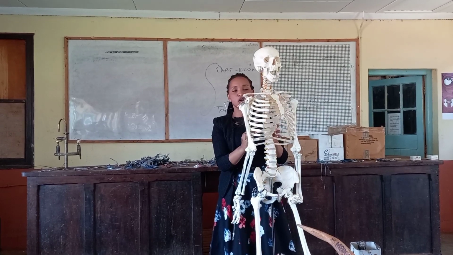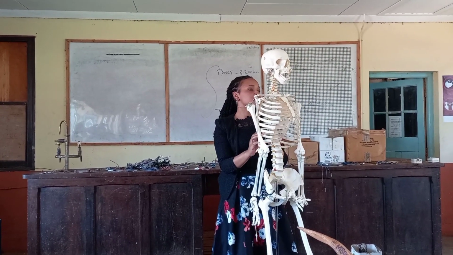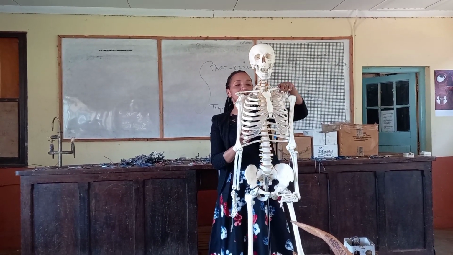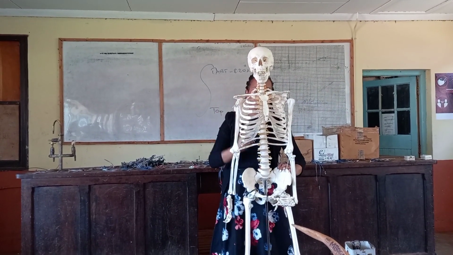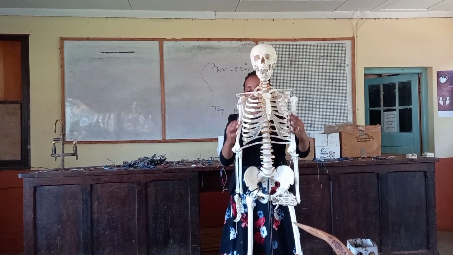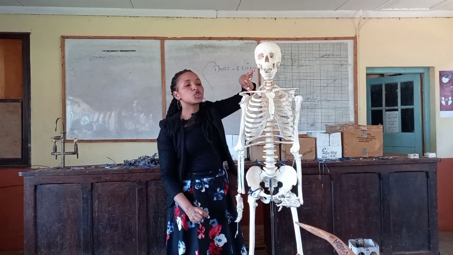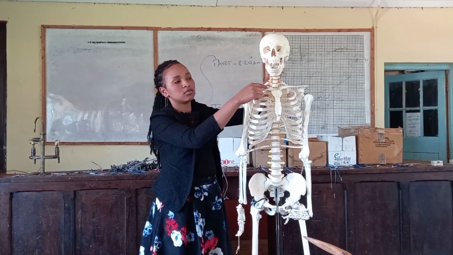axial skeleton. Then the other skeleton is the appendicular skeleton. We have said it is made up of the girdles and the limbs. We have the forelimbs and we have the hindlimbs. Let us start with the shoulder, the pectoral girdle.